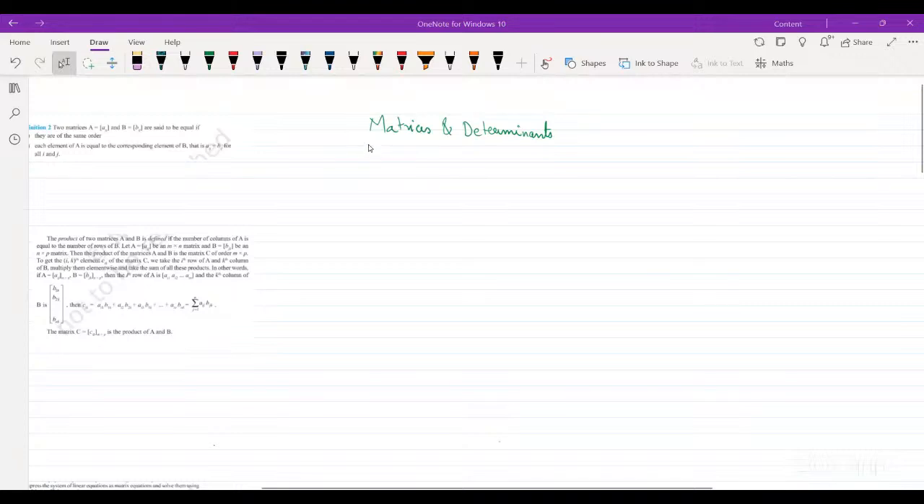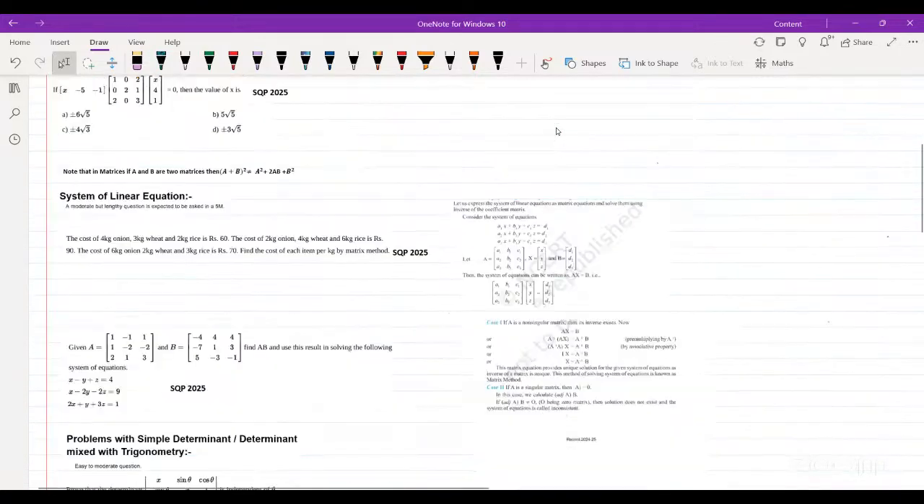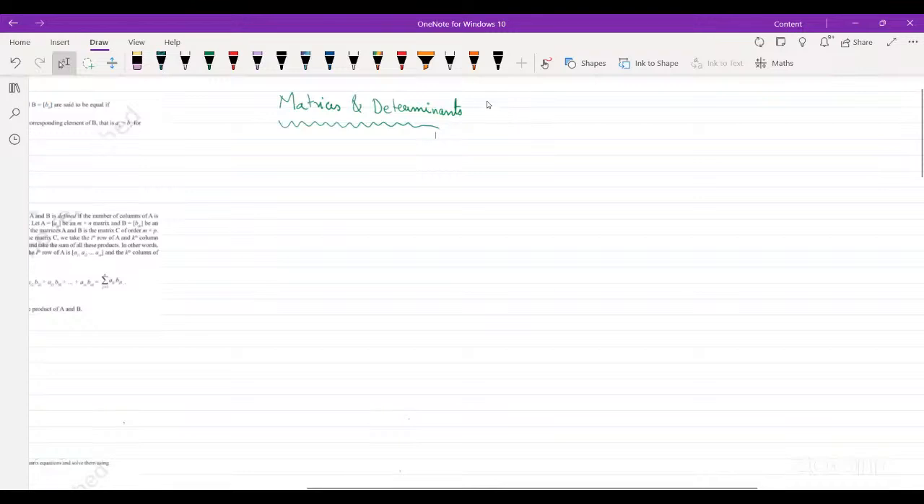So basically, if you see the previous year questions and if you see the sample question paper for the board exams 2025, you'll get to know that from matrices and determinants together, 10 to 12 marks of questions are being asked, right? Right, people? Yes. Okay. Now, what are the main topics from which these questions are asked?